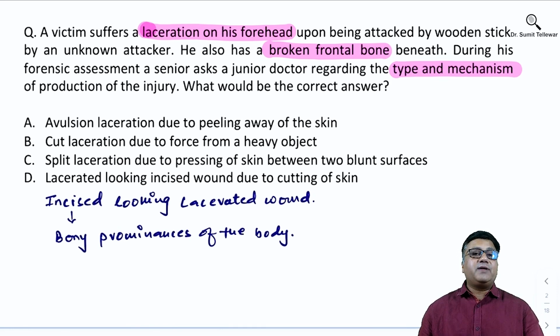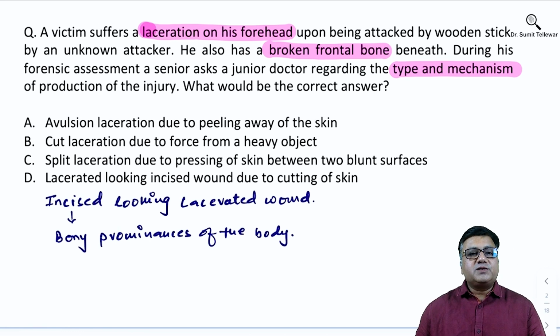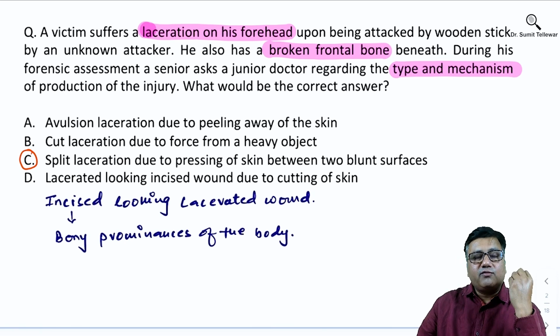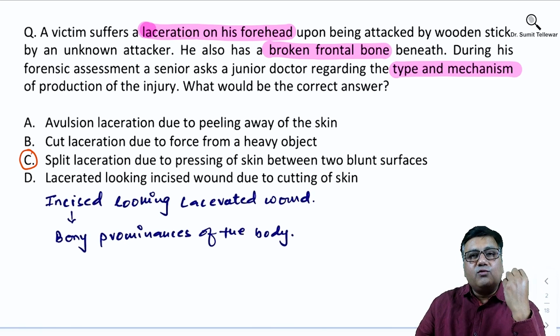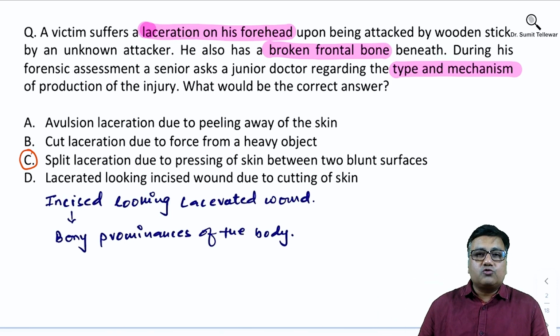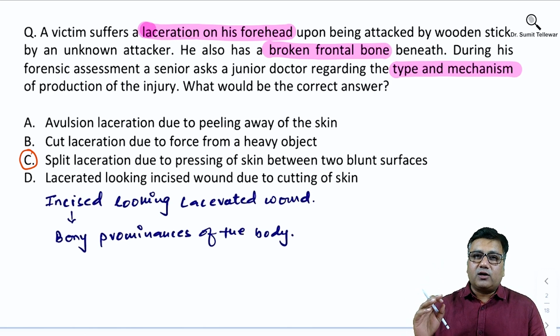Right? This concept has been asked in the examination multiple times, and understanding of this concept now tells us that the correct answer in this situation is option C, that is split laceration, right? It is split laceration. Remember, if in our examination any such question come or a photograph come where there is a wound which is present on the bony prominence of the body, read the question very, very carefully, because the examiner may be wanting to know whether you know something about incised looking lacerated wound or not.